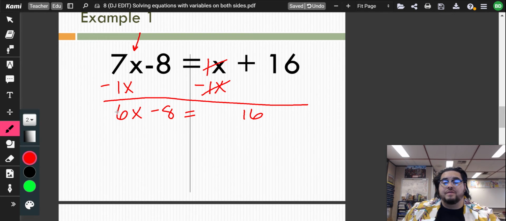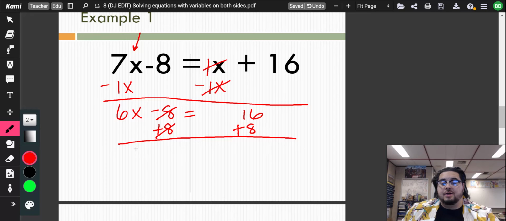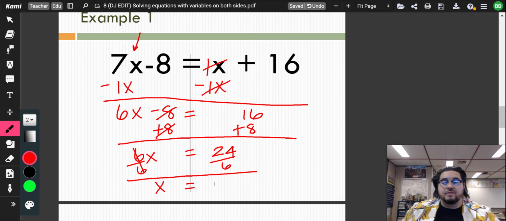Remember, I need x by itself. So to do that, I'm going to get rid of everything around x. I'm going to start by getting rid of this negative 8 by adding 8 to both sides. The negative 8 and the 8 cancel out. 6x is equal to 16 plus 8, which gives us 24. Now, in order to get rid of the 6, I have to do the opposite of multiplying, which is dividing. So I'm going to divide by 6 on both sides. The 6 cancels here, and x equals 24 divided by 6, which is positive 4. That's our final answer for that problem.